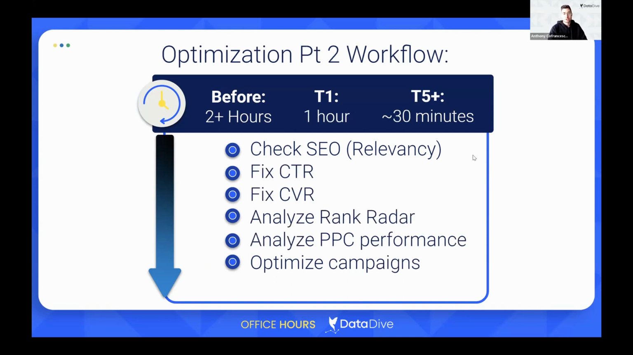That was part 1. Part 2 was the office hours where Brandon came and joined us. He showed us a little of his PPC account overlaid with the organic ranks. And so the process here is you're going to check your SEO. You're going to diagnose and fix any click-through or conversion rate issues. You're going to analyze Rank Radar. You're going to analyze your PPC performance, and then you're going to optimize your campaigns.